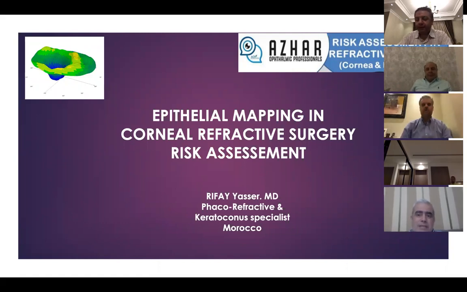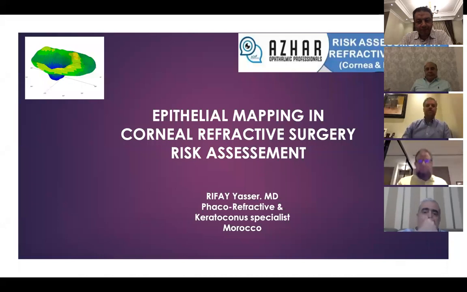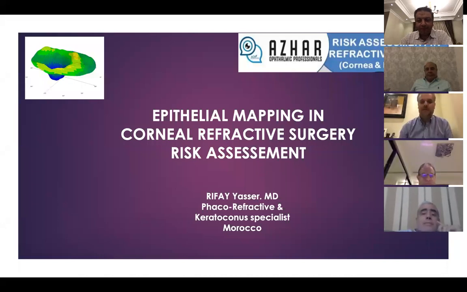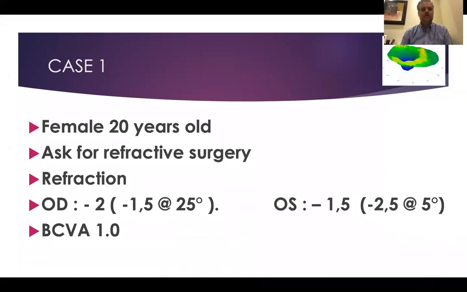Perfectly. Okay. So thank you very much for giving me the opportunity to present these cases about epithelial mapping in corneal refractive surgery risk assessment. The first case is a female of 20 years old. She's asking for refractive surgery. The refraction is -2 in the right eye and -1.5 in the left eye, with astigmatism. The best corrected visual acuity is 10 out of 10 in both eyes.